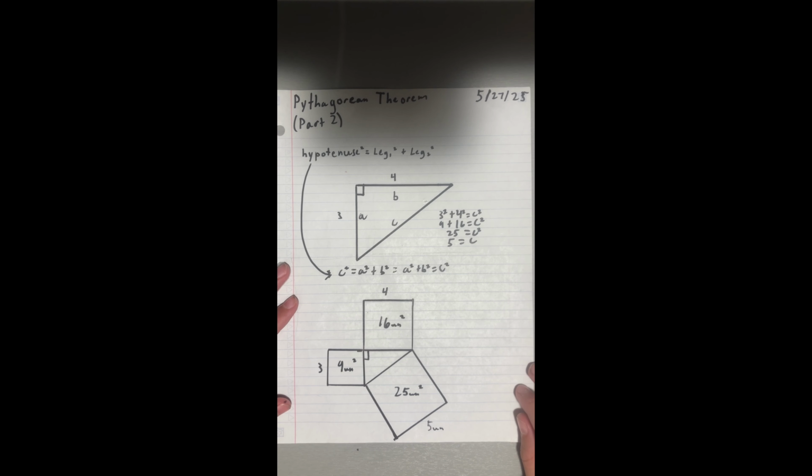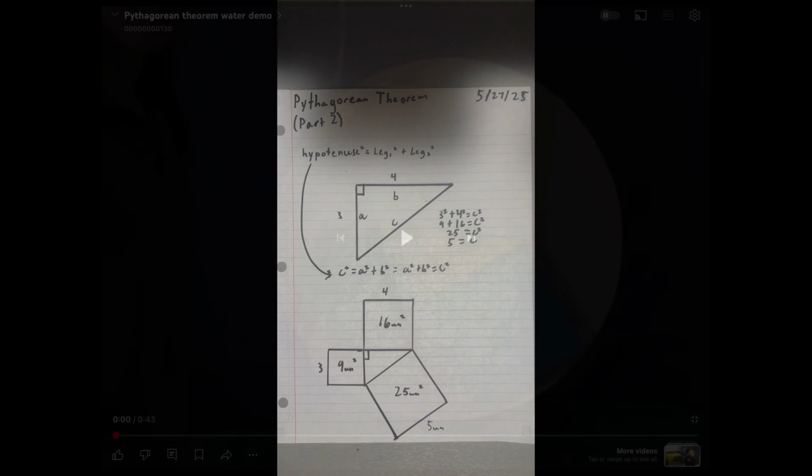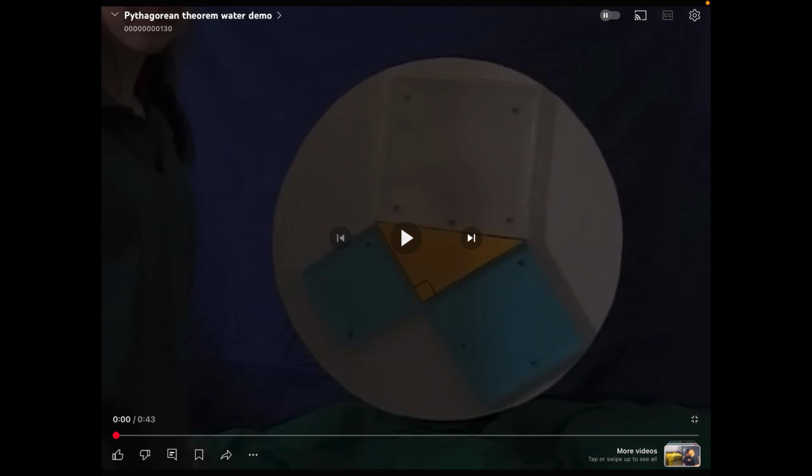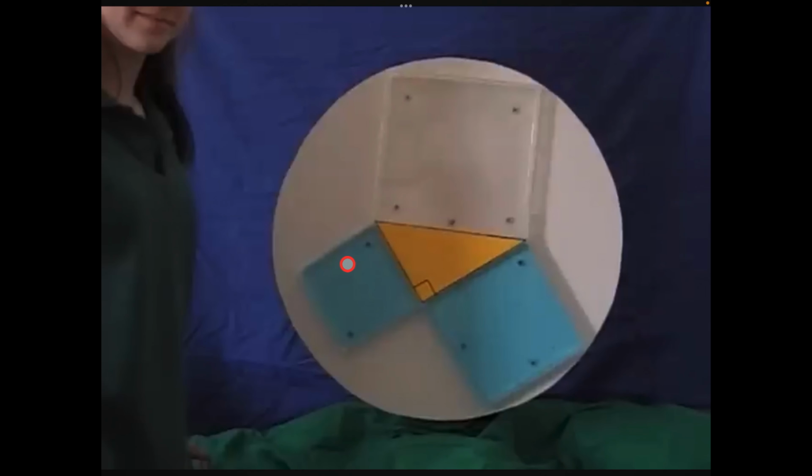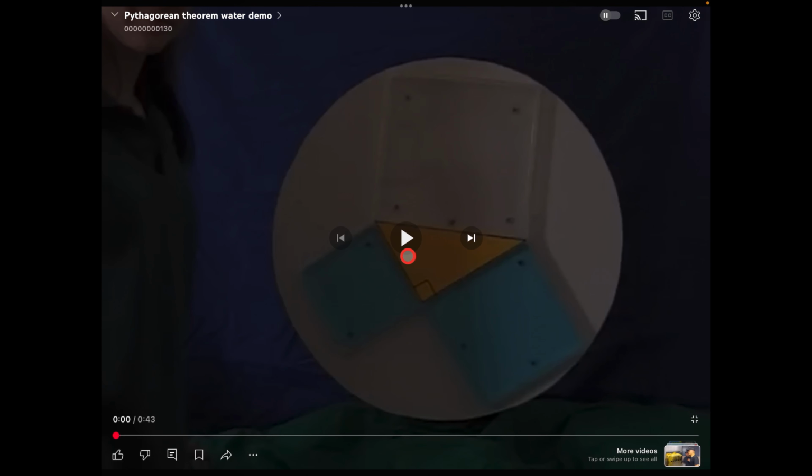And now let's prove the Pythagorean theorem using water. Right now I'm in YouTube and I have a very cool video to show you that proves the Pythagorean theorem using water. Let's watch it. But before we start, we can see, just like a little bit ago, we can express A squared, B squared, and C squared as actual squares. So now let's watch.